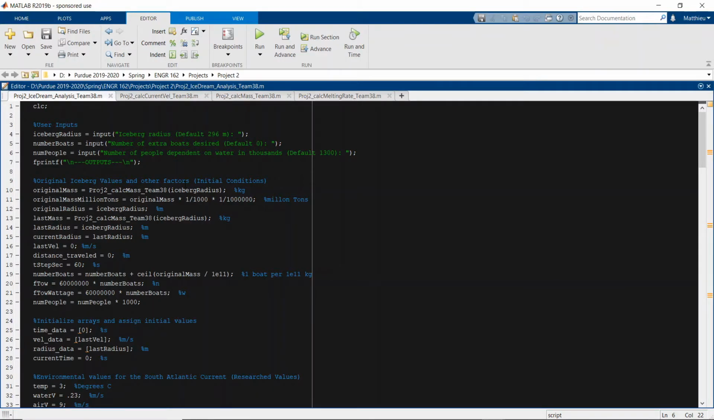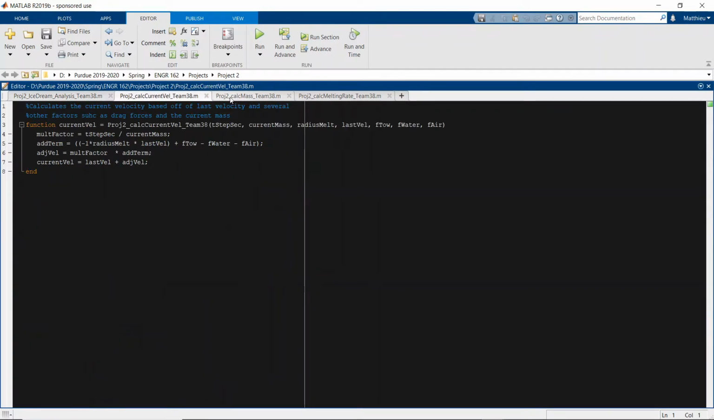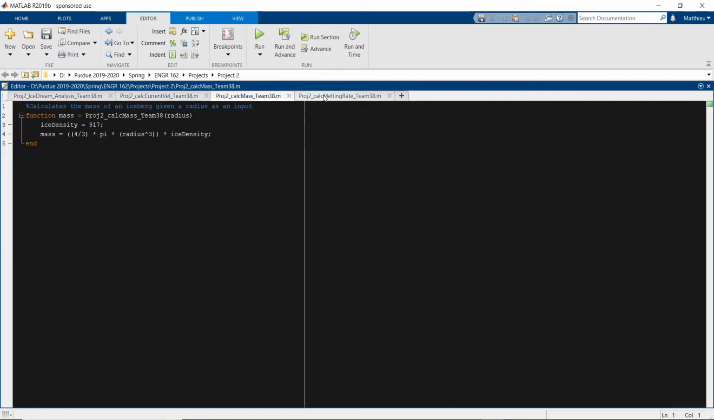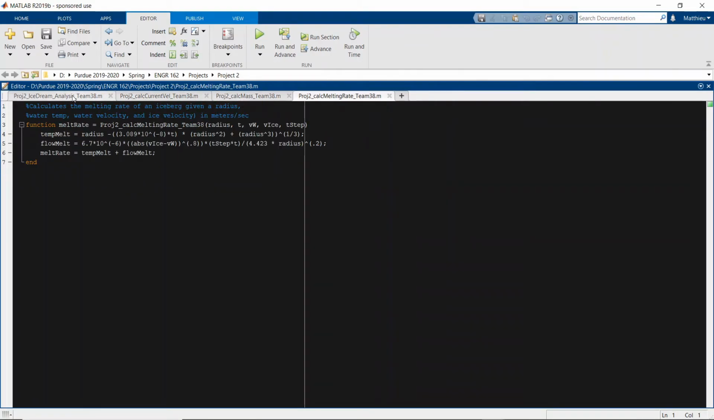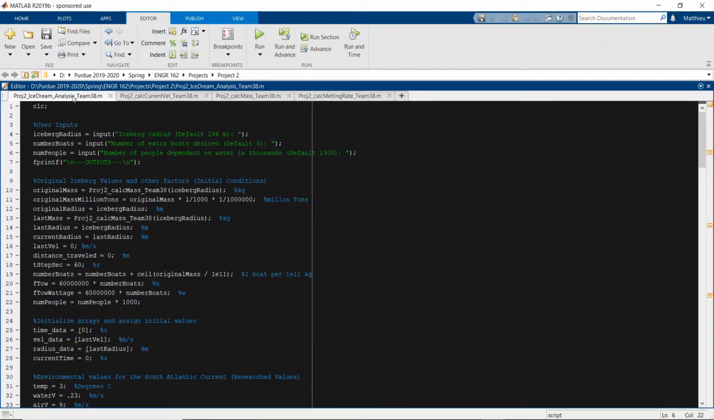The model consists of 4 different files. The first file, which is seen here, is the main file, which calls the different functions and does all the calculations. The 3 other files, which you can see here, are all functions which have specific tasks and help reduce the amount of code in the main model.